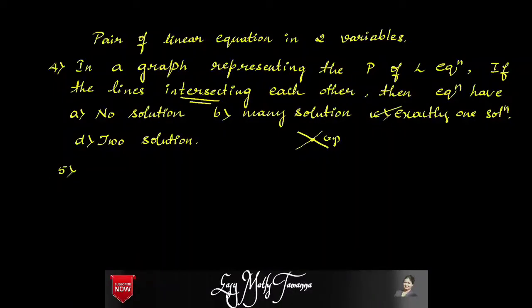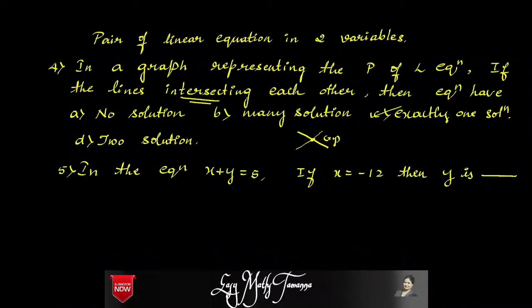Now the fifth question. In the equation x plus y is equal to 5, if x is equal to minus 12, then the value of y is dash. The options are A, 17; B, minus 17; C, 7; D, minus 7. It is an easy one.